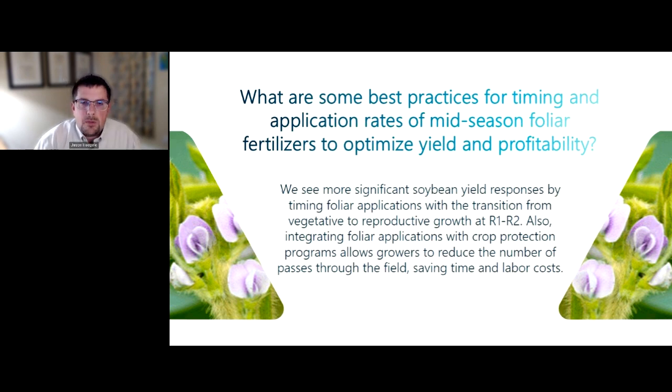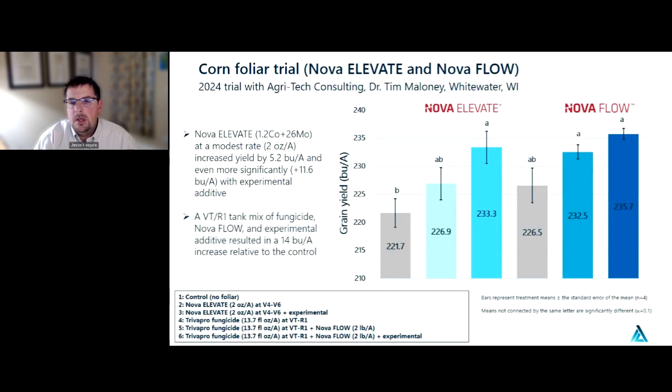So to round out my part and talking about the data, I also want to circle back and talk a little bit more about the importance of timing. We've already introduced 2 of these examples already, but I want to dive into the corn example from Wisconsin in a little more detail, as well as a soybean trial example from Wisconsin as well.